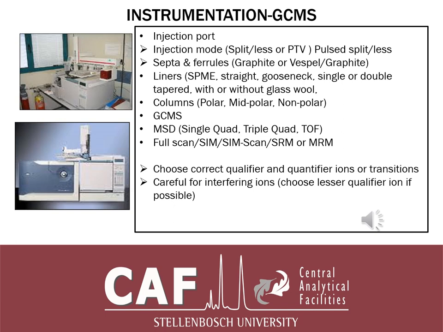And then the GCMS, you've got the GCMS, which is mass selective detector. You've got a single quad, the triple quad, and the time of flight. The single quad and the triple quad do pretty much the same work. The only difference is that with the triple quad, you can do what you call MS/MS or MRM, which you can't do with a single quad. But you can still operate a triple quad as a single quad. But you can't operate a single quad as a triple quad, because with a single quad you can only do full scan and the SIM, which is single ion monitoring.